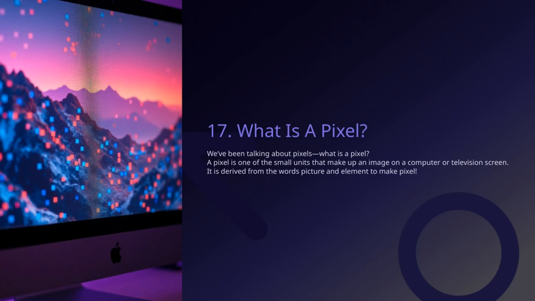Think of it as a tiny dot that, when combined with many others, creates the pictures we see. The word pixel itself actually comes from blending two words, picture and element. It's like calling it a picture element, which makes sense because each pixel is a small part of the overall image. Understanding pixels is key because they are the fundamental units that determine the clarity and detail of digital images. As we continue, keep in mind that the more pixels you have, the sharper and more detailed the picture appears.